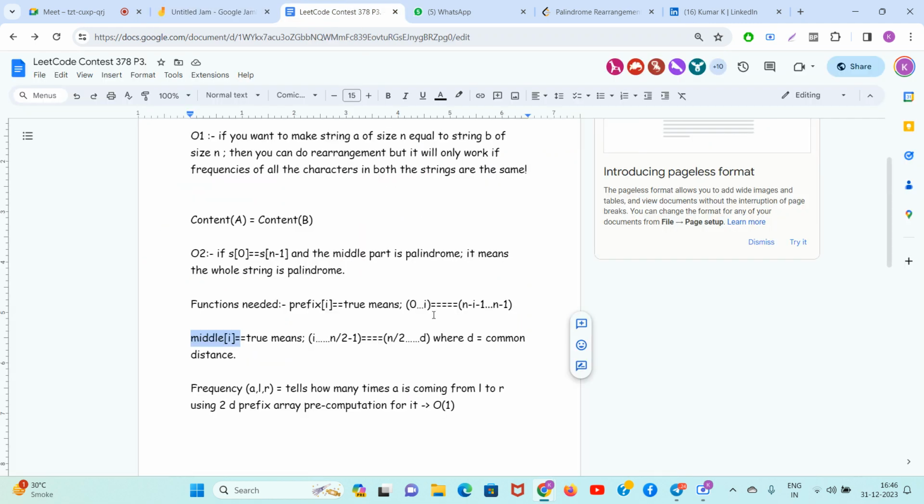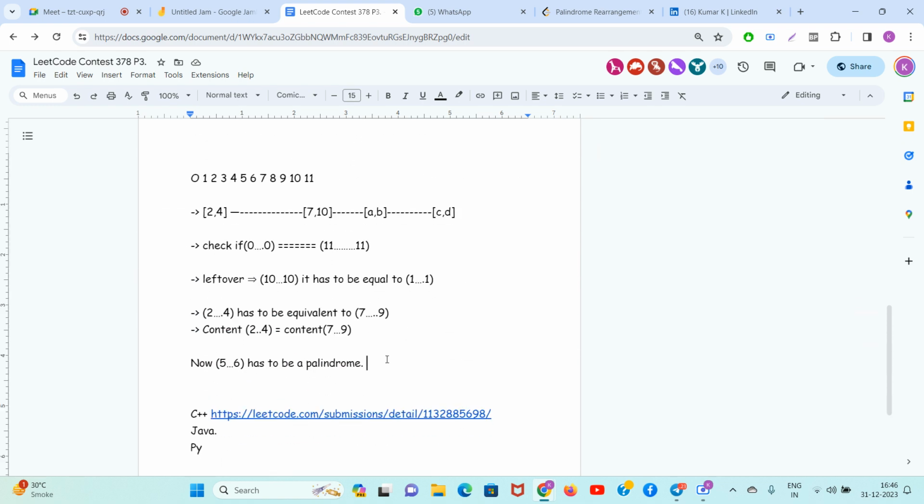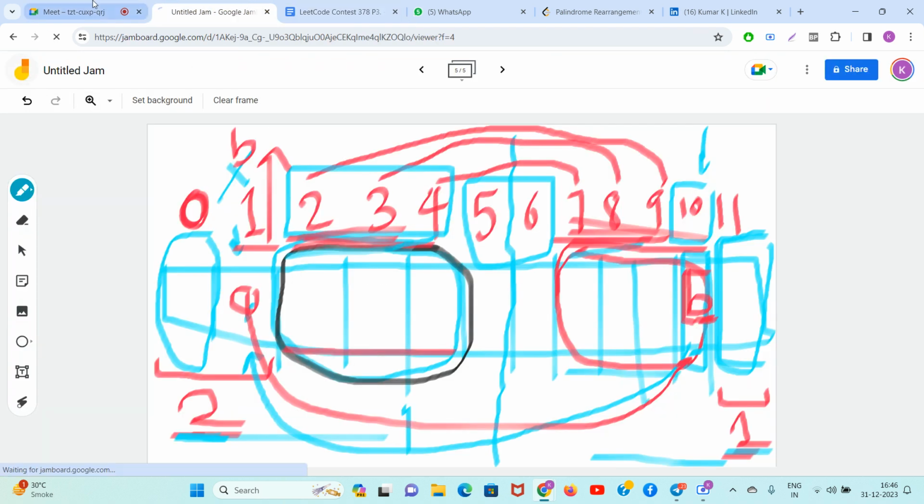This is very, very complicated, but I know that many of you understood what we are doing. So in the last part, which is nothing but middle of 5 is true, middle of 5 should be true. Okay, great job. Awesome.